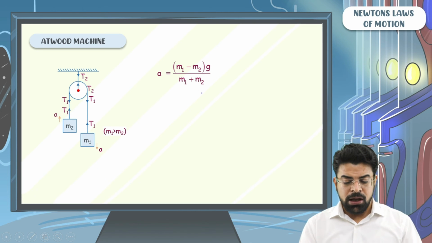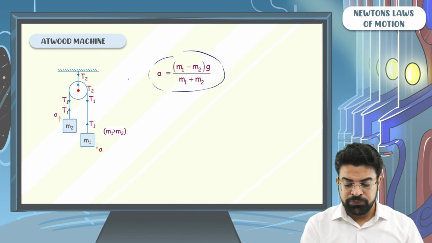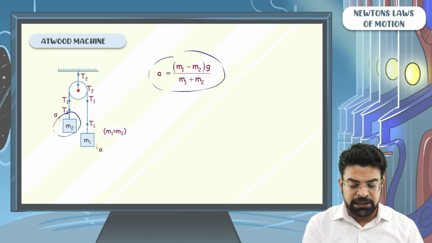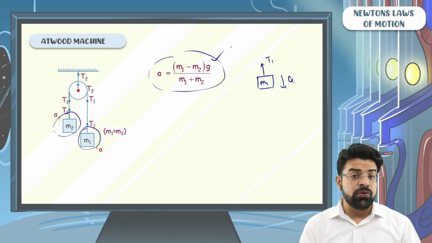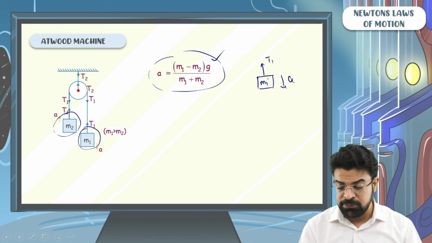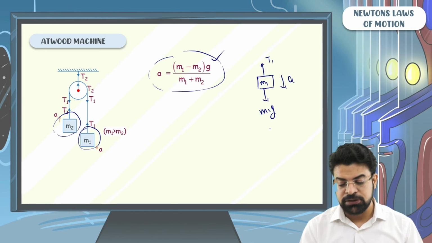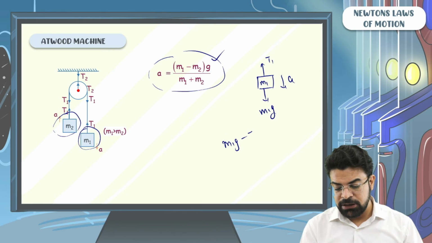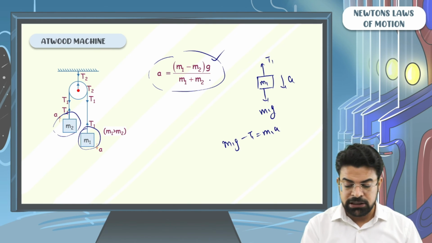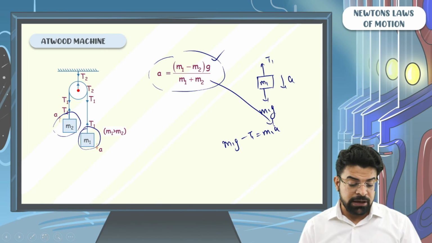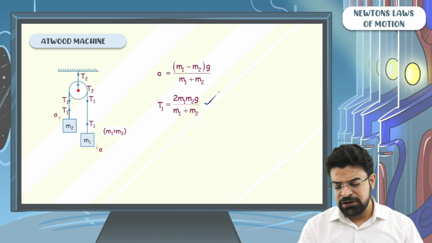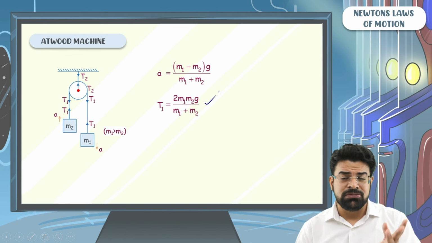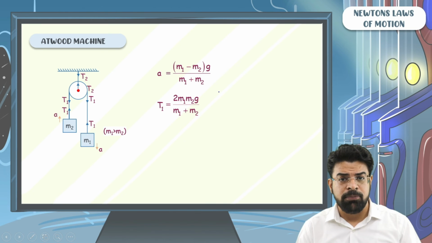So easy. Now, once you have found acceleration, you can make the force equation on either m1 or m2. On m1, there is an upward force of T1, there is an acceleration a, which we already know is m1 minus m2 into g upon m1 plus m2, and there is a downward force of gravity m1g. So we can write the equation m1g minus T1 equals m1 into a. Substituting the value of a and solving, we get that tension comes out to be 2m1m2g upon m1 plus m2. So do we need to remember it? It will be so widely used, it's better to remember it. 2m1m2g upon m1 plus m2.